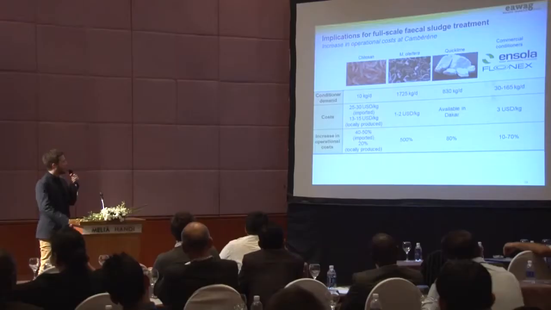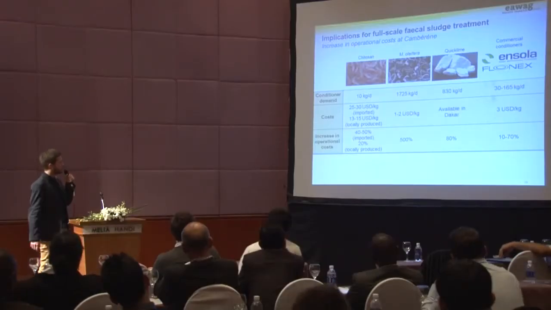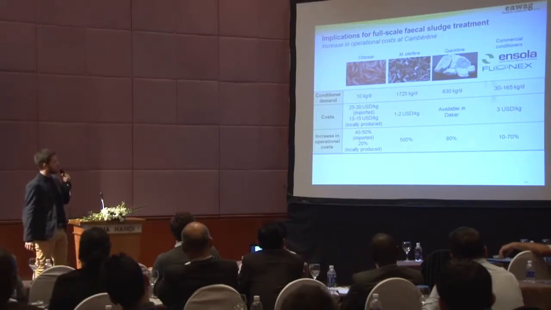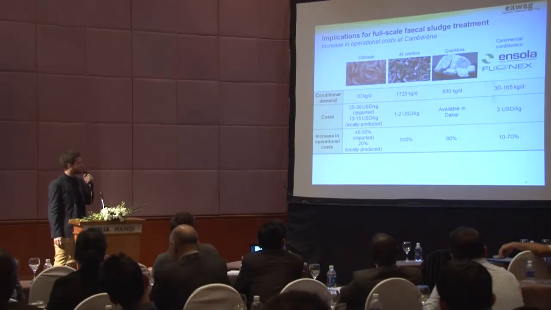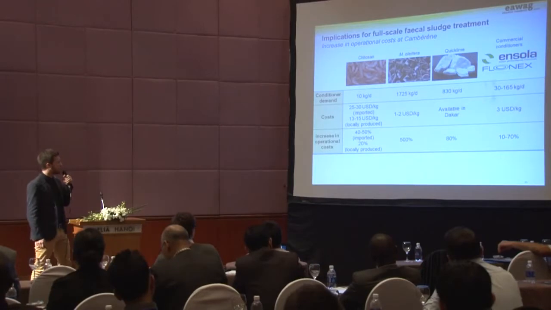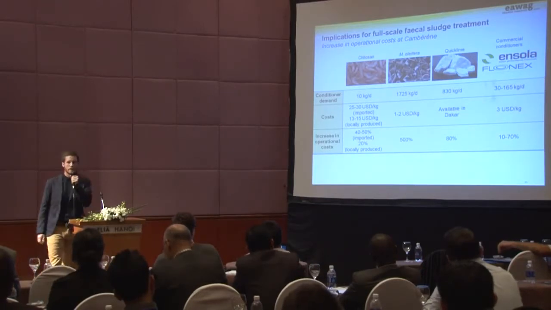At the top of the table, you see the demand of conditioners, and as I mentioned before, you would need around 10 kilograms per day of Kitusan, versus more than 1.5 tons for Moringa oleifera. And you can see that for commercial conditioners you would actually need bigger quantities. In terms of costs, the lowest you could get would be a 20% increase in operational costs.